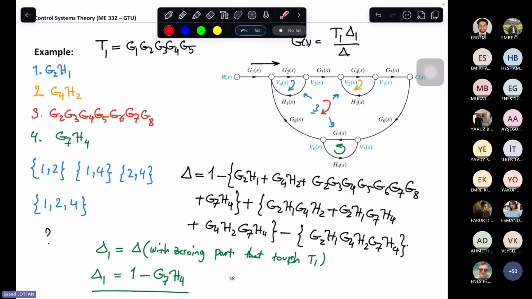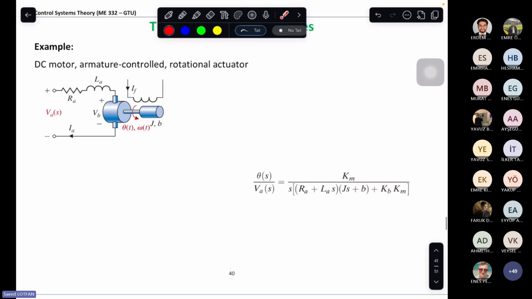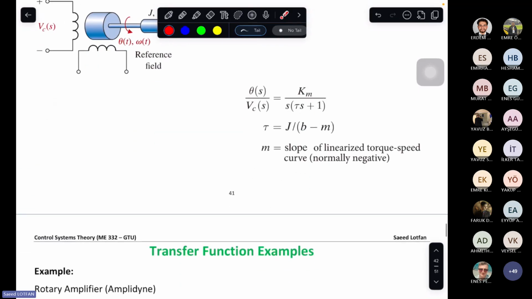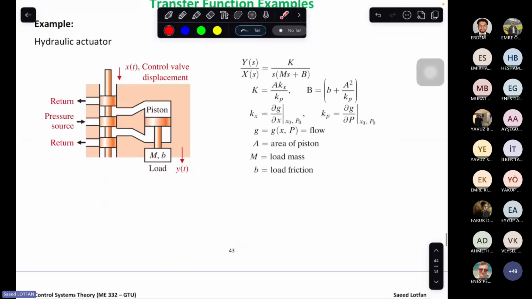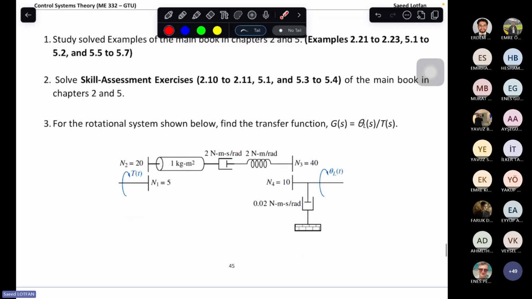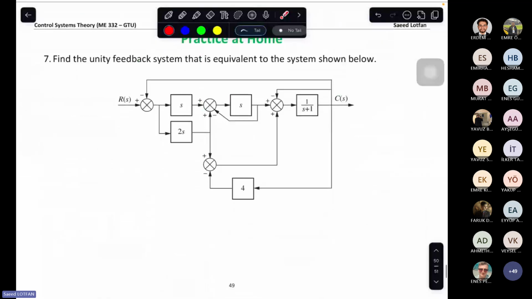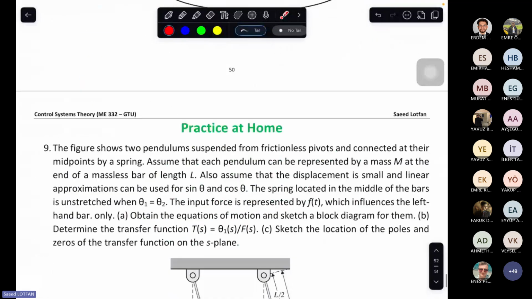Any question? No question? Okay, please also try to find the transfer functions of the examples. I have given the answers to them. They are the same as the problems we solved today. And also go to the practice at home and study, solve the examples and solve the skill assessment. And we also have questions 3, 4, 5, 6, 7 for block diagrams, and 8 using Mason's rule.